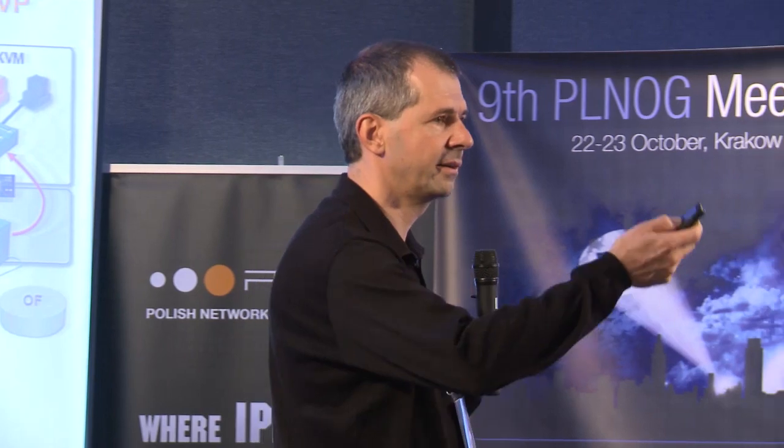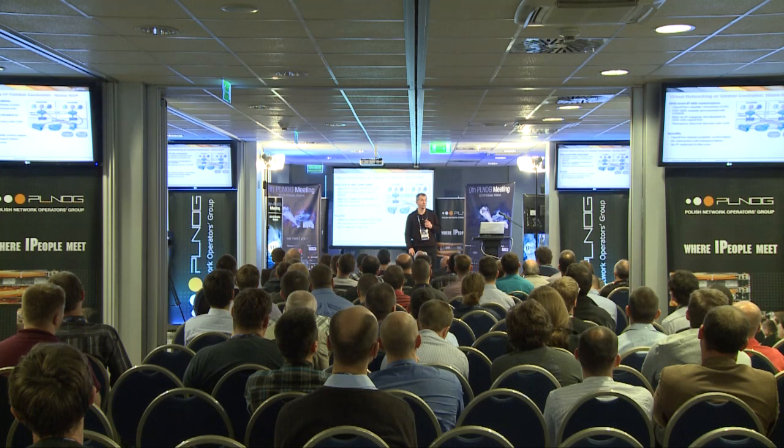If you are Microsoft, it's NVGRE. If you are open source world, it's GRE with Open vSwitch. And all these things work more or less in the same way. They take a layer 2 packet, they put it in IP, they send it to the other host. The real problem is, how do you know what the other host is?